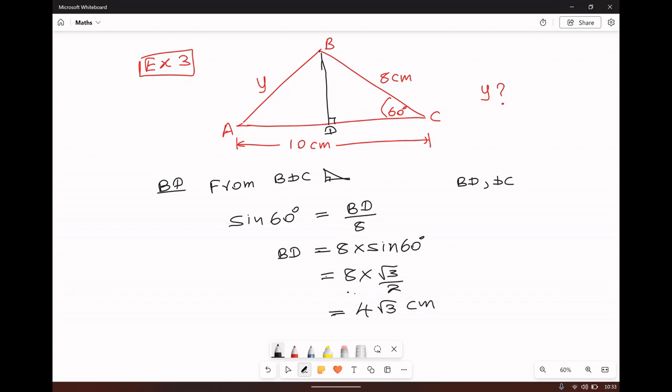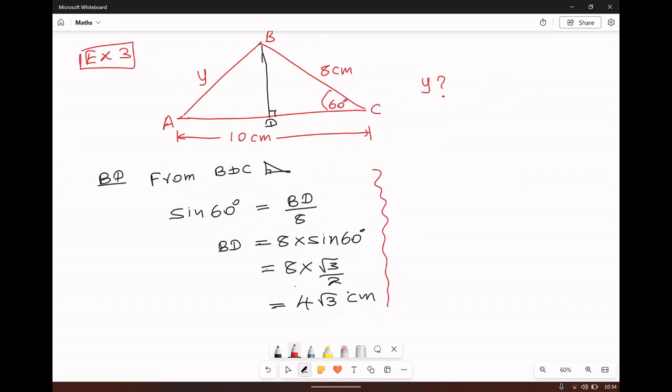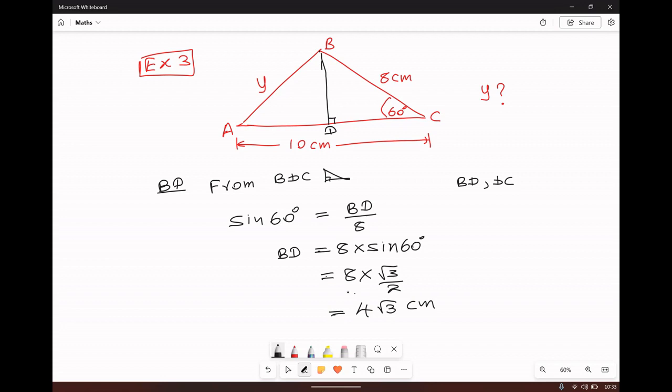I'll leave this without simplifying. So now we know the length of BD. Then I'm going to get the DC afterwards. My plan is to get the lengths of AD and BD, so then we can apply the Pythagoras theorem to the right angle triangle ABD to get the length y.